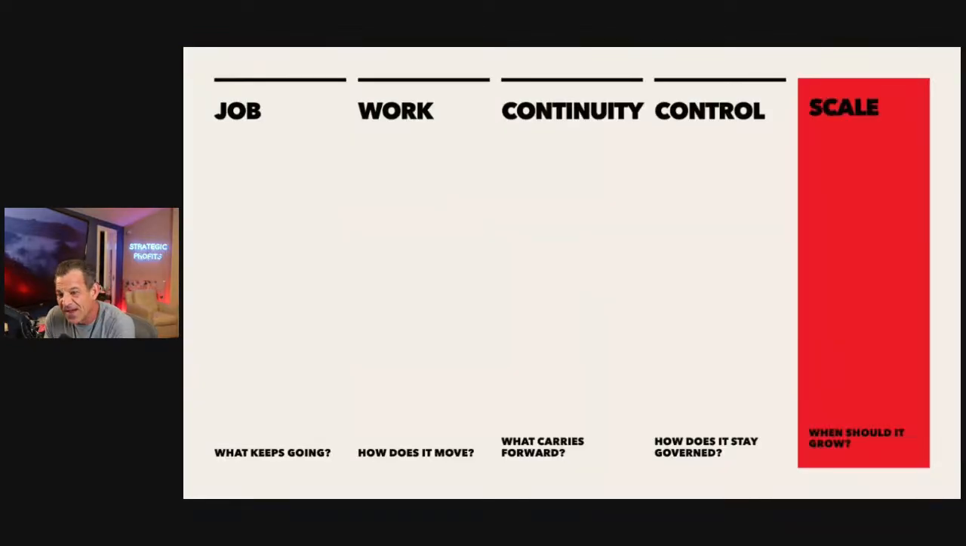So the 5 decisions are: what is the job? How does the work move? What must carry forward? How does the work stay governed? And when should the system grow? And those are the 5 decisions that really have to happen.